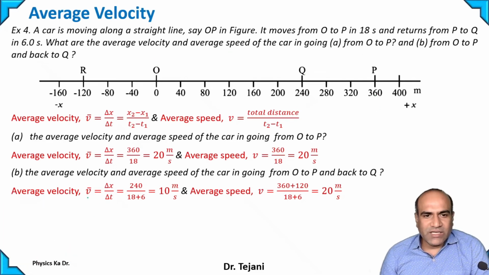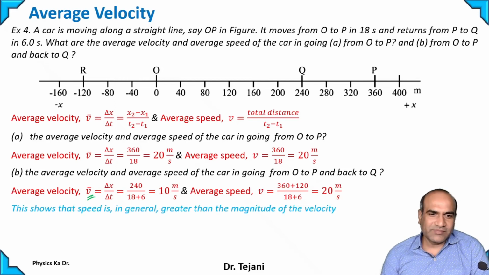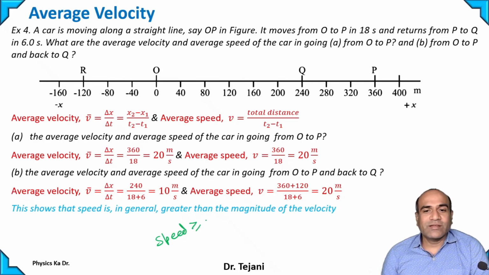So velocity is 10 meters per second, because here we need to consider direction. But when we talk about speed, it takes the total distance. So here it is 20 meters per second. This shows that speed in general is greater than or equal to the magnitude of velocity.